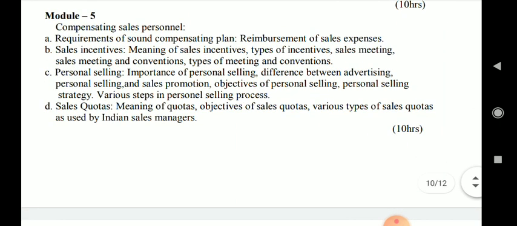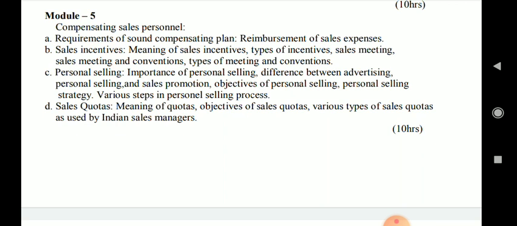Module number 5, again with respect to HR, is compensating sales personnel. Compensation is again an important part of sales. It is also an incentive, the monetary part which is given to sales people to motivate them. So we are studying the requirements of a sound compensation plan, the various ways of giving sales incentives, the meaning of sales incentives, and types of incentives.